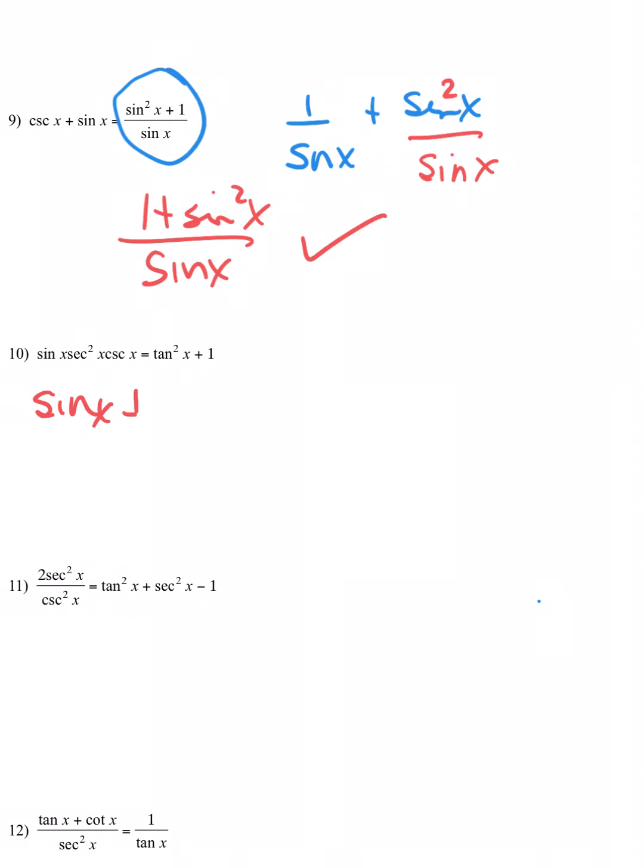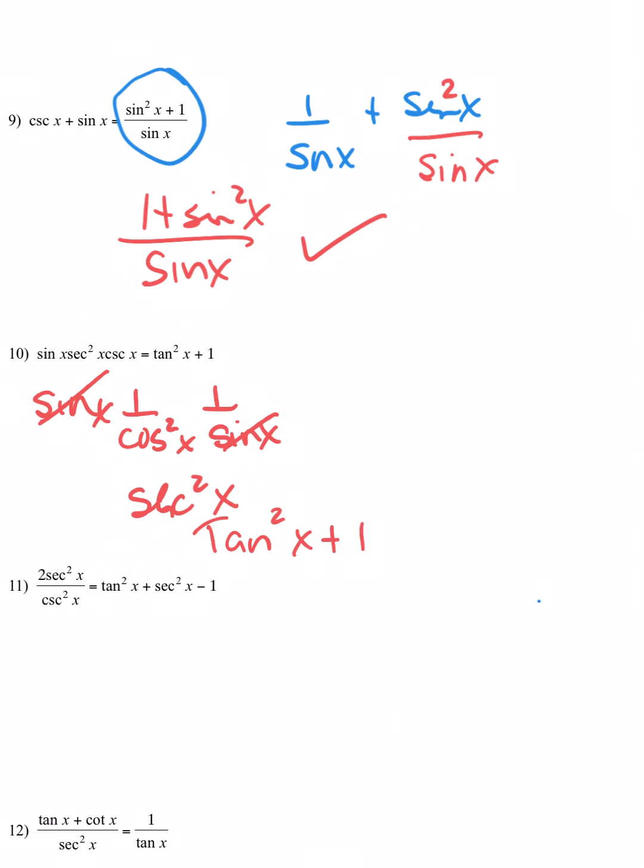Secant is 1 over cosine squared of x, and cosecant is 1 over sine of x. And when we cancel out the signs, we're left with just secant squared of x. And when we go to our Pythagorean identities, we have that secant squared of x equals tangent squared of x plus 1. So we are finished.